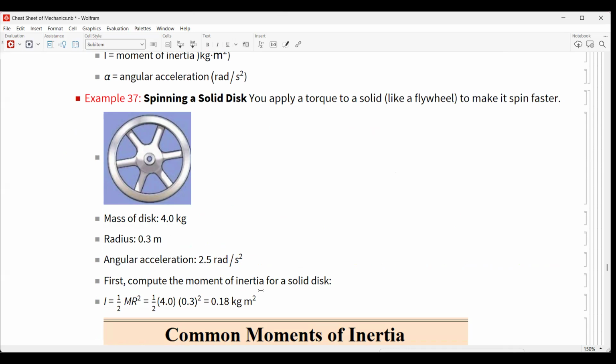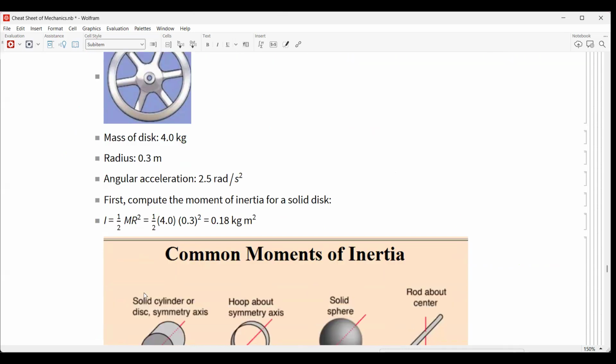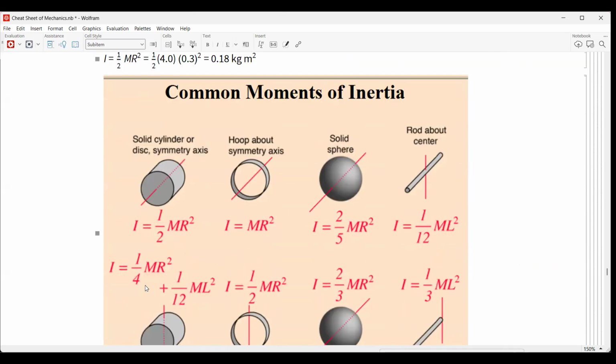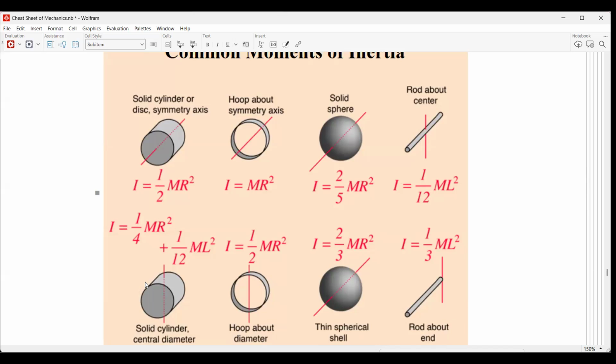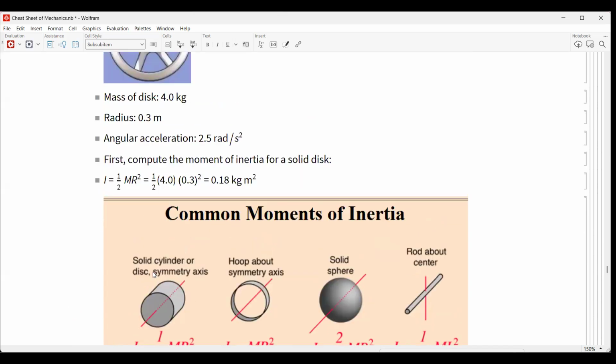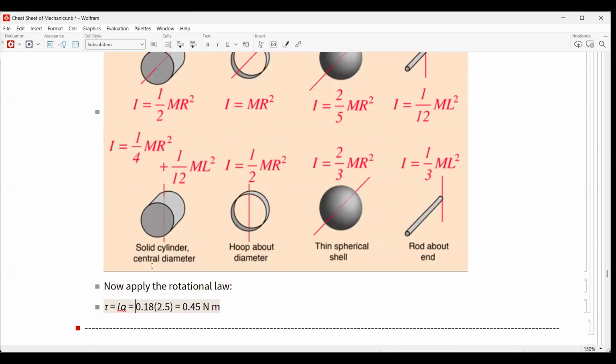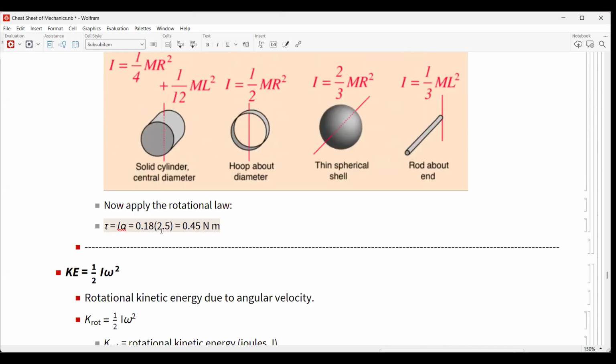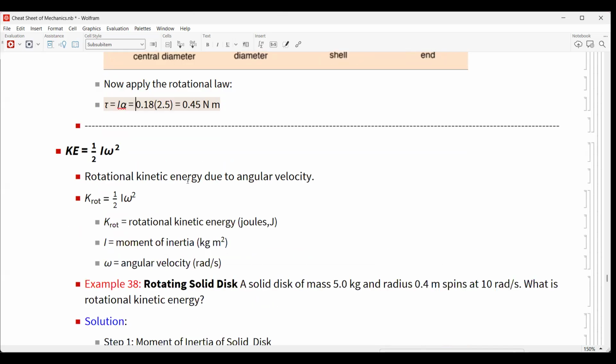First, compute the moment of inertia for a solid disk. Here is the formula for the inertia; we have the common moments of inertia here, so you can use this formula. Now apply the rotational law: moment of inertia times the angular acceleration. The moment of inertia is 0.18, so 0.18 times 2.5 is equal to 0.45 Newton meters.